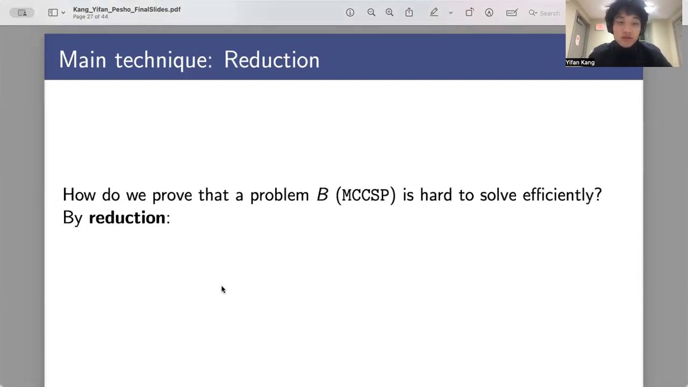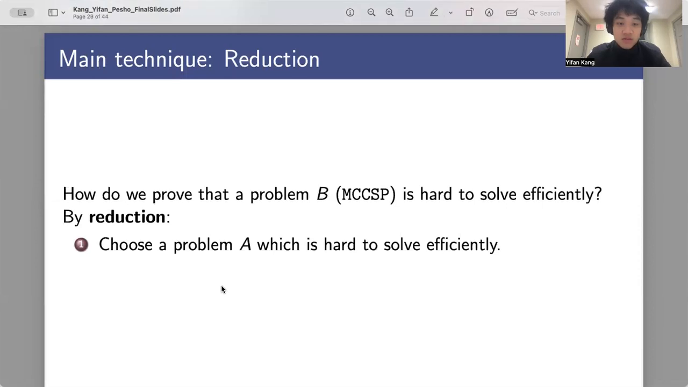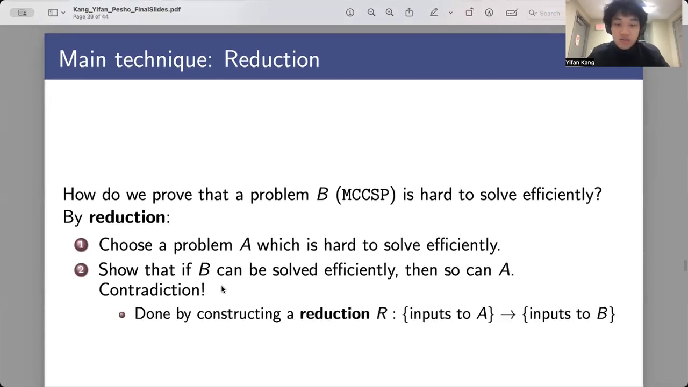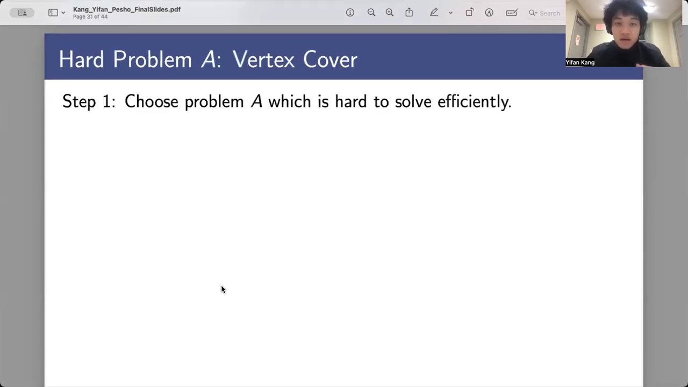The main technique we use in our proof is called reduction. So how do you prove that a problem is hard to solve efficiently? First, we choose a problem A, which is hard to solve efficiently. Then we show that if B can be solved, then we can use the solver that we found for B to solve A. This brings us a contradiction, which means that B cannot be solved efficiently.